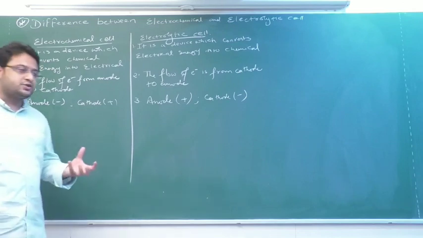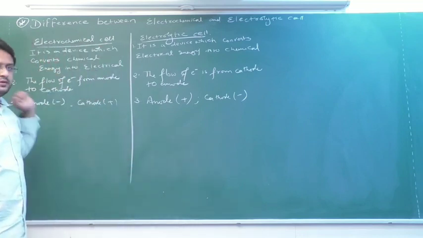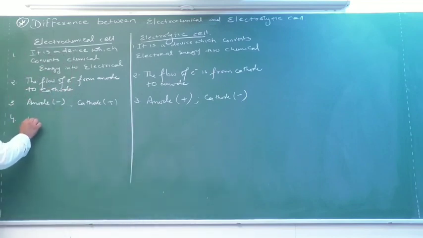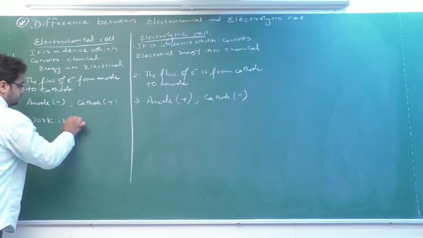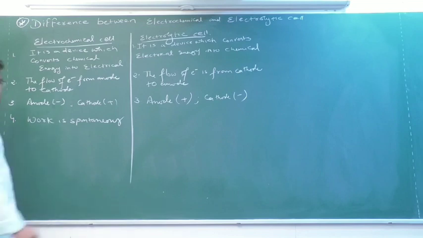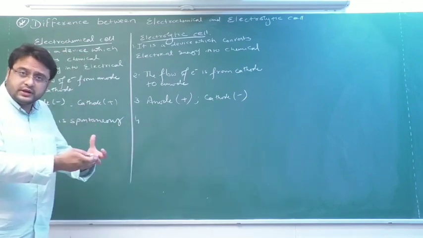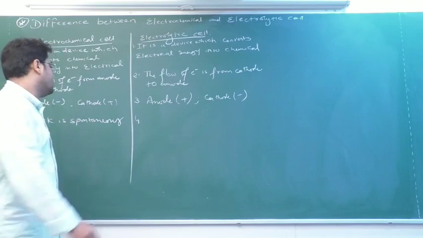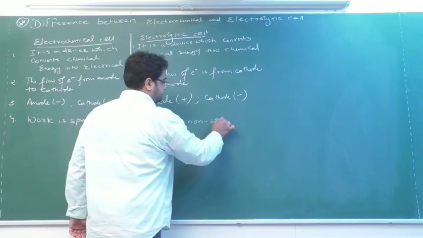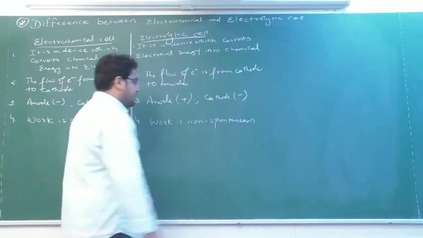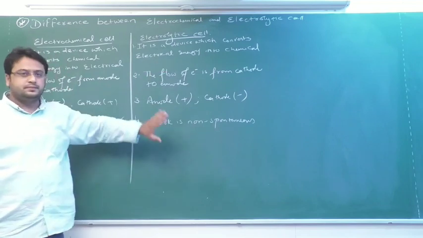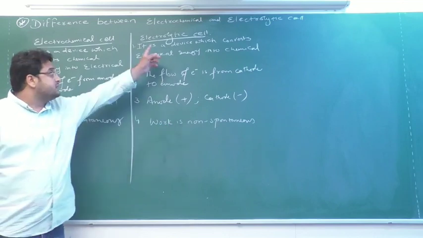I told you the work is spontaneous. No extra force is required in the electrochemical cell. As soon as you join the circuit, the electron starts to flow. So here the work is spontaneous. In the electrolytic cell, extra electric work is required. I have to supply the electric current, so the work is non-spontaneous. Without supplying electric current, this electrolytic cell will not work.